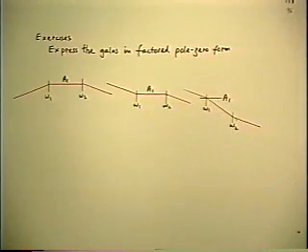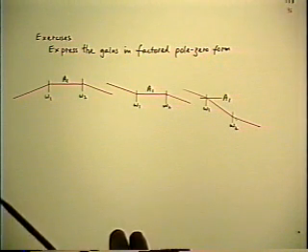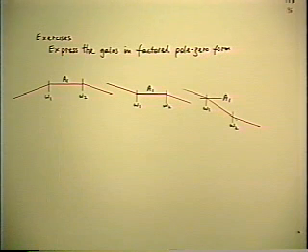Here's a few more for you to play with for a minute or two. Write the factored pole zero forms. The first two are very easy. The third one is a little trickier.